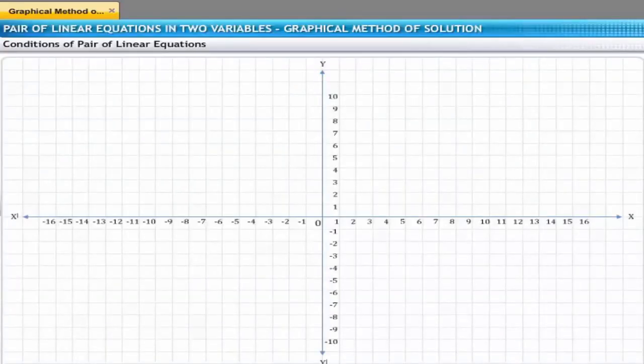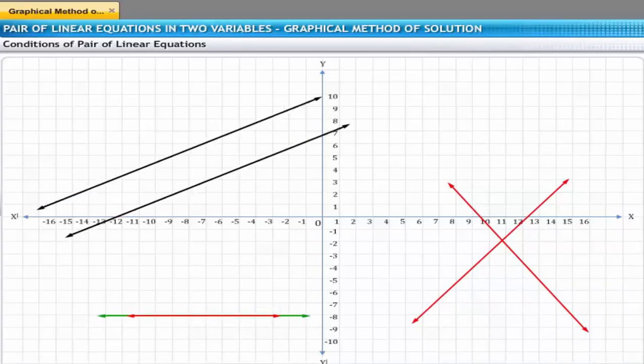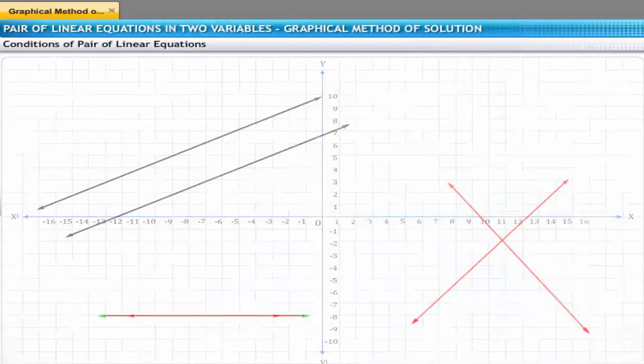As discussed, when any pair of linear equations in two variables is plotted, two straight lines are obtained. These lines may either intersect each other or be coincident with each other. These lines can also be parallel to each other. Each of these conditions will determine the solution of the equations.